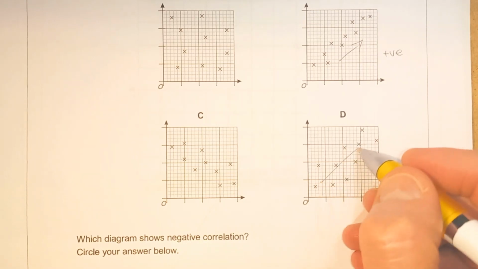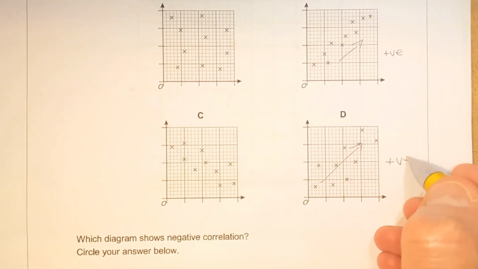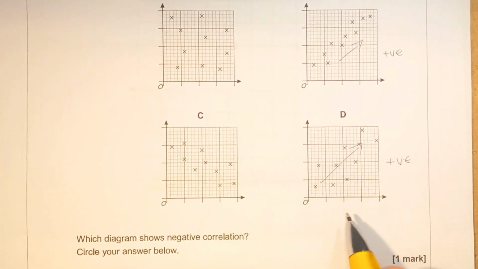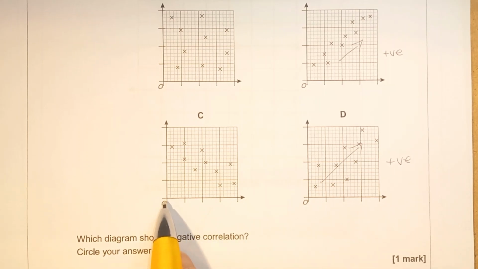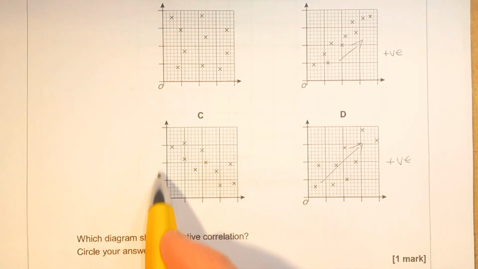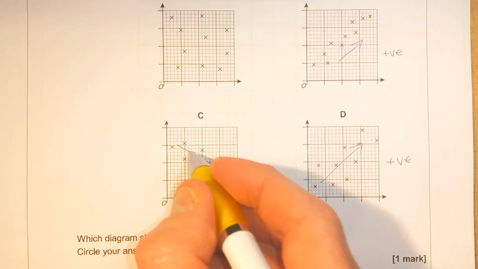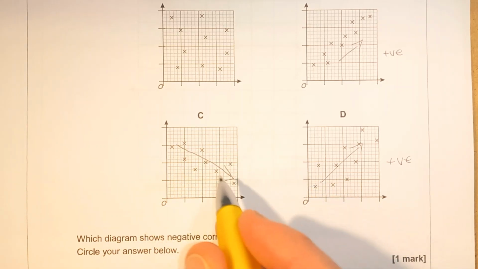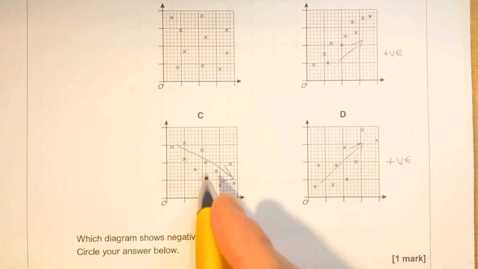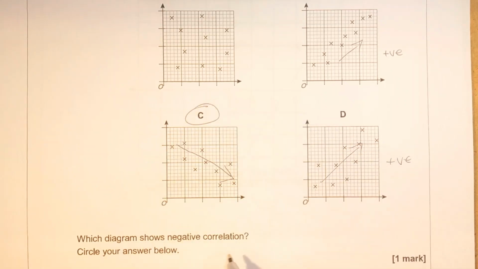And again, this would be positive. Negative is the opposite. As the X values increase, the Y values decrease. In other words, you're going to get a downwards slope like this one. So our answer is going to be C.